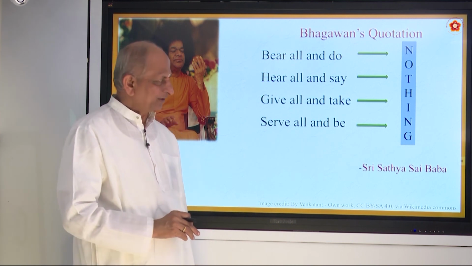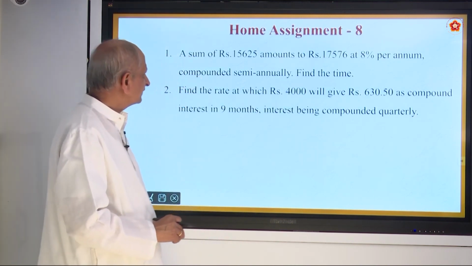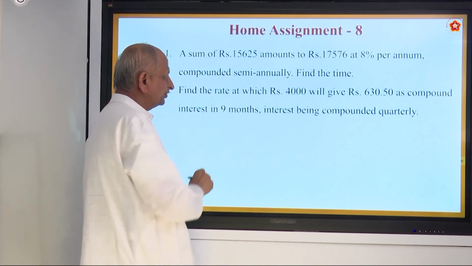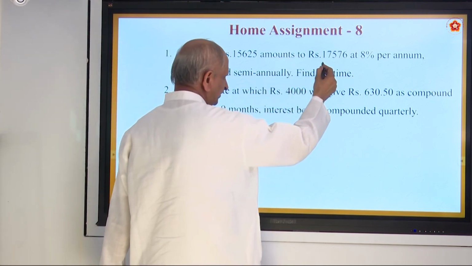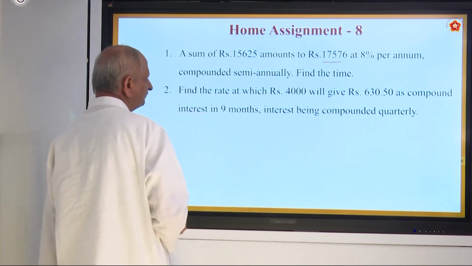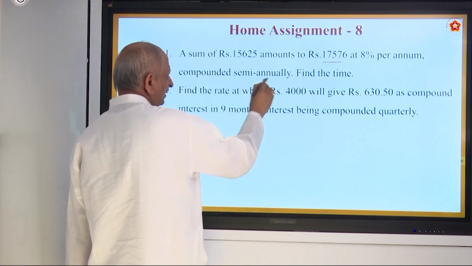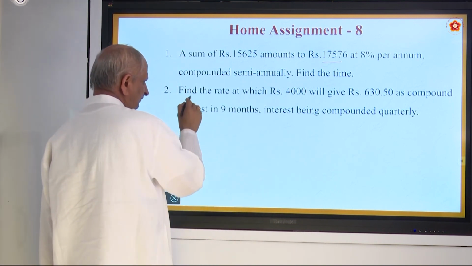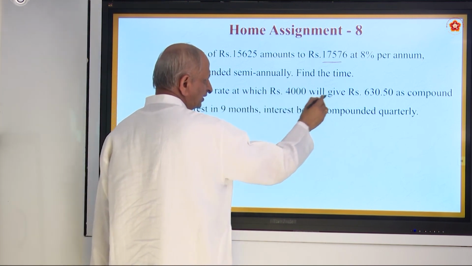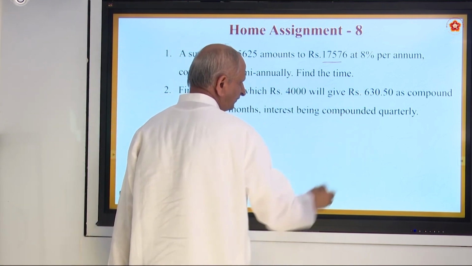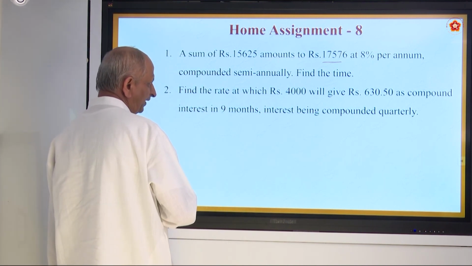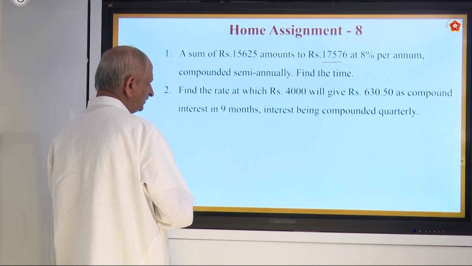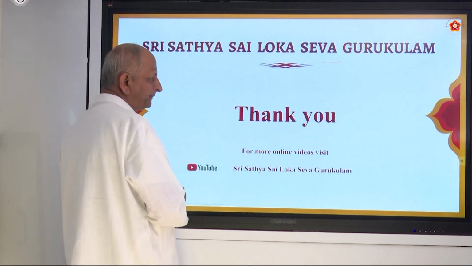Okay. Now coming to home assignment. A sum of rupees 15,625 amounts to 17,576 at 8%, compounded semi-annually. Find the time. Find the rate at which 4,000 will give 630.50 as compound interest in 9 months, being compounded quarterly. Okay, come prepared for that.